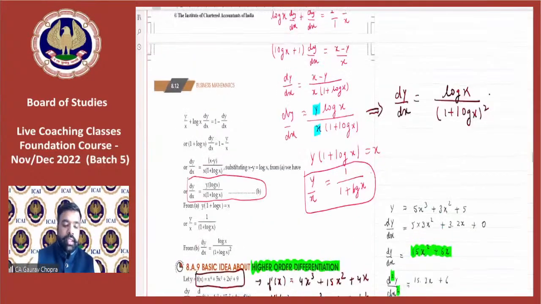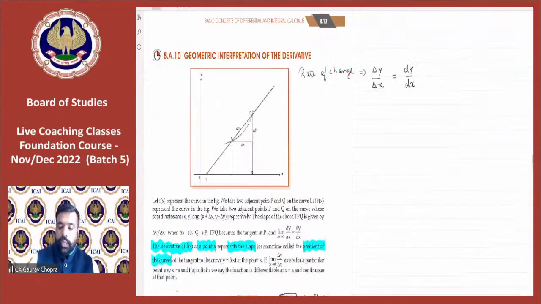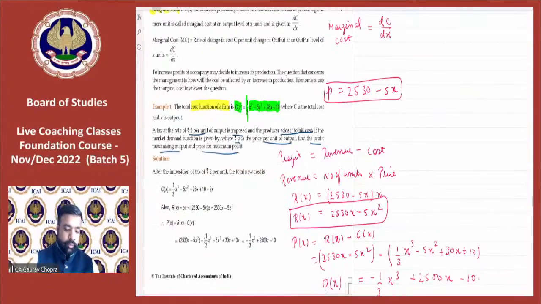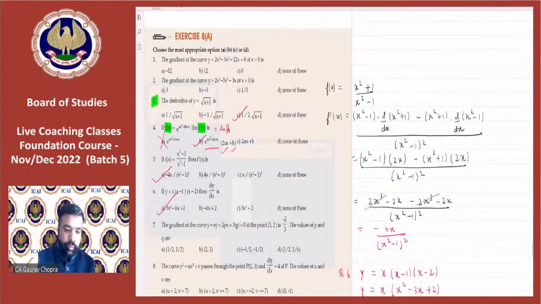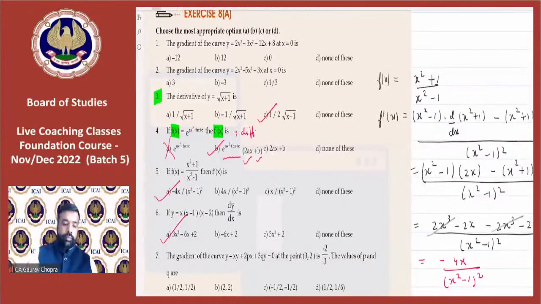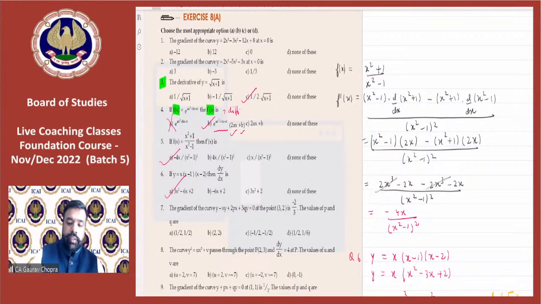So all this we have done. This is dy by dx, so we computed this as well. Now let us move towards the exercise questions. So question number first, we can start with find the gradient of the curve. As we discussed, whenever we have to calculate the gradient, the first step is to find dy by dx.